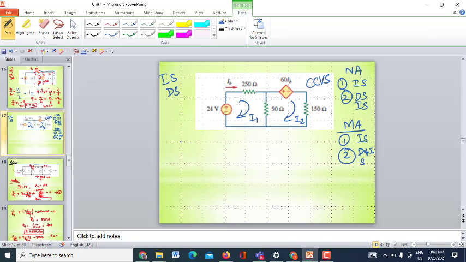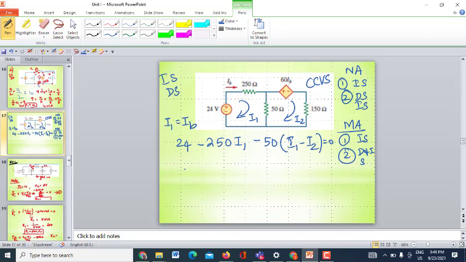When I write the equation, 24 minus 250 I1. Keep in mind, I1 is equal to IB. Minus 50 into I1 minus I2 is equal to 0. This is the first equation.